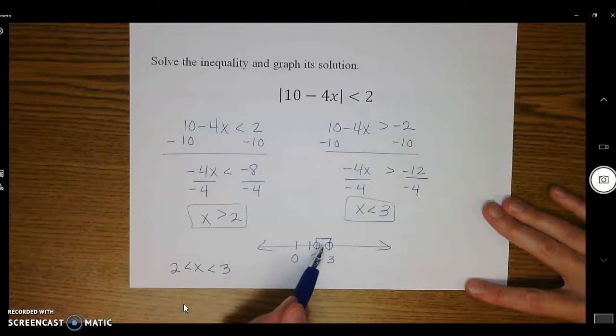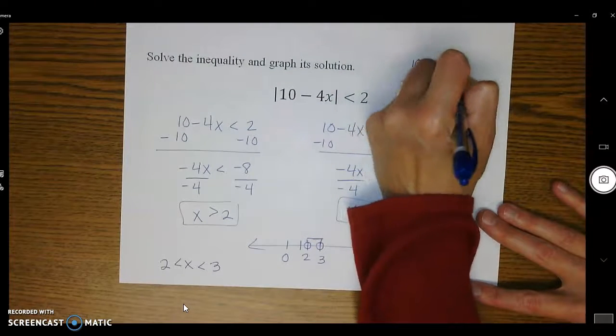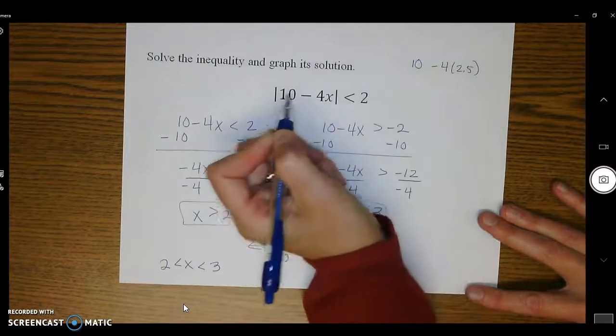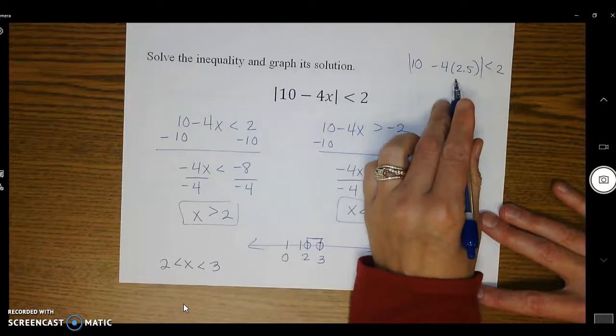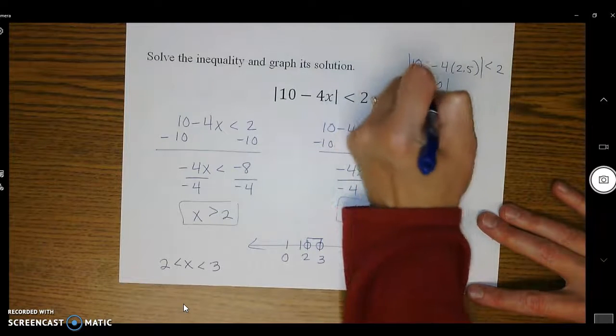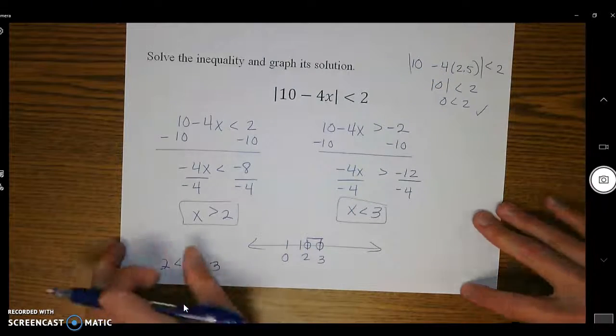If I pick 2.5, let's pick 2.5. 2.5 should work. So 4 2.5s is 10. 10 minus 10 is 0. The absolute value of 0 is 0. 0 is less than 2. It works.